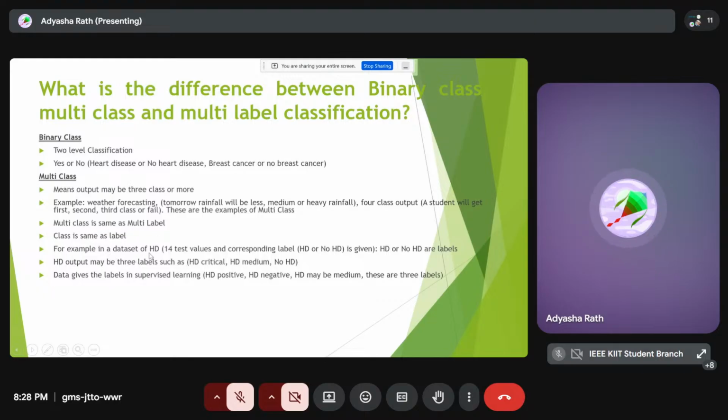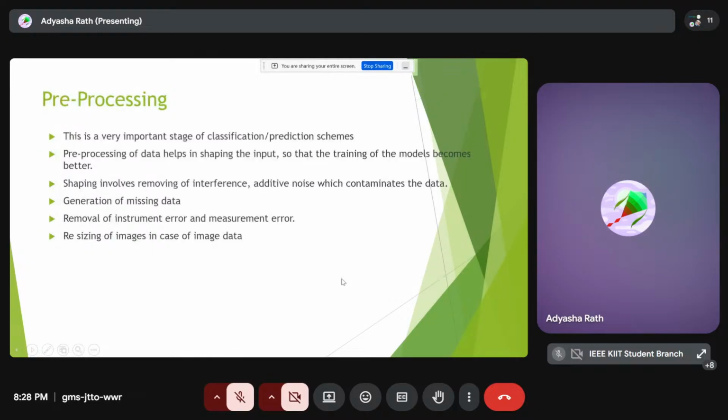For example, in a dataset of heart disease, 14 test values corresponding to heart disease or no heart disease are given. Heart disease or no heart disease are called labels. The output may be three labels such as heart disease critical, heart disease medium, no heart disease. The data gives the labels in supervised learning, like positive, negative, maybe medium. These are three labels.